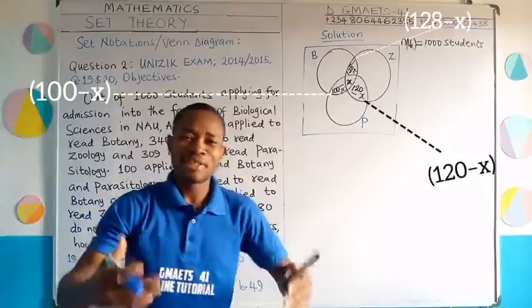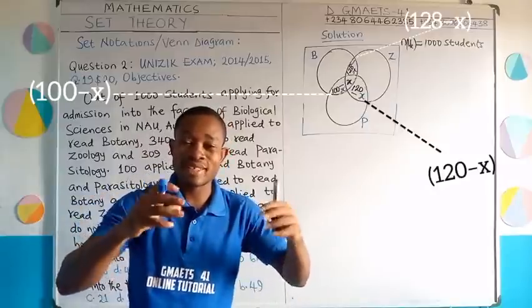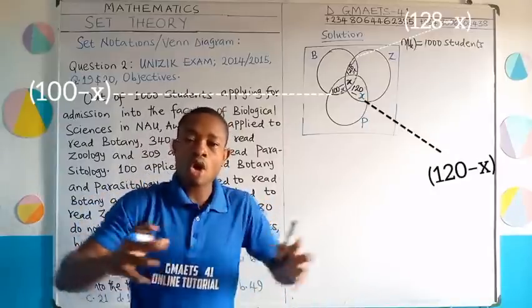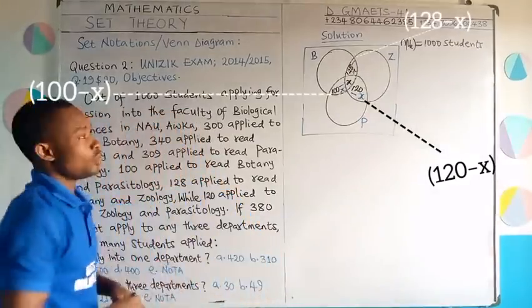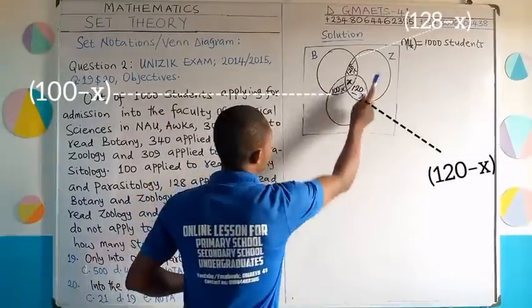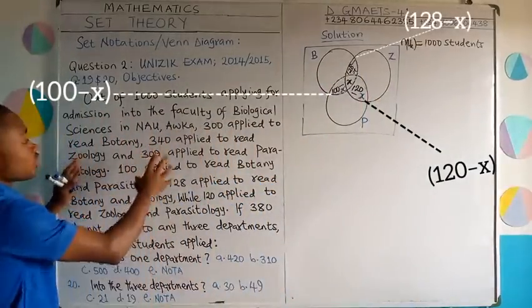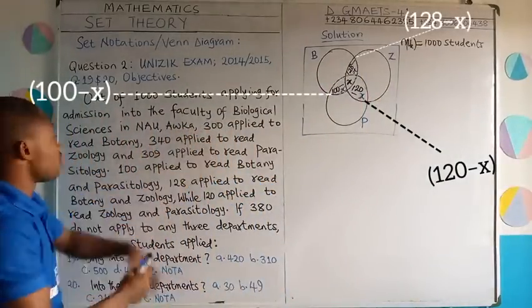Let us now move on. We are done with where we have two intersecting sets. So we're now moving on to the number of students that apply to just one department only, which now has to do with this part and this part. So I'll go back to my question and then search for where I have that information.